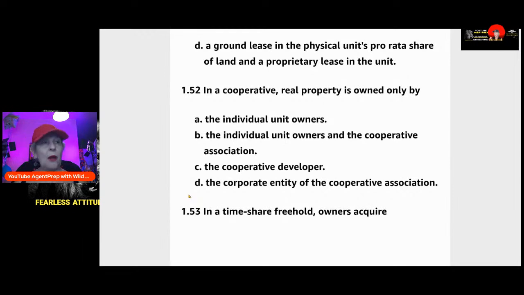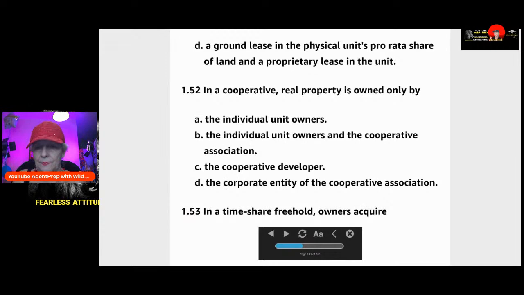So remember that we have 4 different types of ownership, right? One of them is called severalty. You sever from everyone else and you're just one. And that can be an individual, that can be an LLC, that can be a partnership, or it can be a what? Corporation, a corporate entity. It's an individual or an entity.